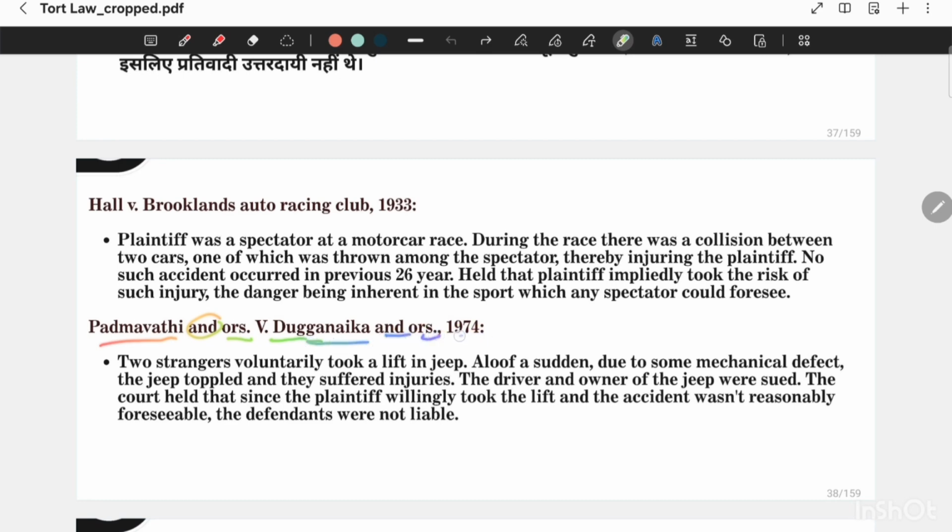Next case law, Padmavati and Others versus Dughaneka and Others, 1974. Two strangers voluntarily took a lift in a jeep, when all of a sudden, due to some mechanical defect, the jeep dropped and they suffered injuries. The driver and the owner of the jeep were sued. The court held that since the plaintiffs willingly took the lift and the accident wasn't reasonably foreseeable, the defendants were not liable.